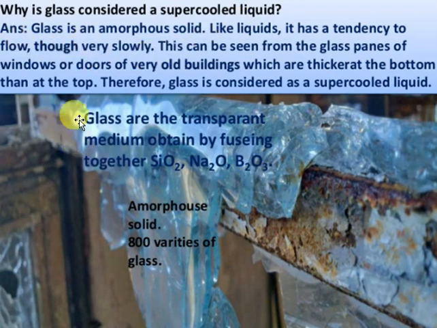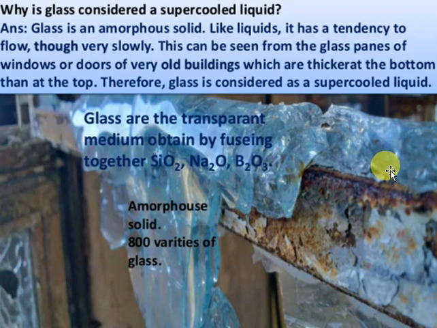Answer: consider this is a wall. I place one glass for many years. What happens at the bottom? You can see the glass becomes somewhat thicker, not thinner. Why? Because glass is an amorphous solid like a liquid. It has a tendency to flow. Even though it looks like a solid, it starts to flow over a long time, very slowly. This can be seen in the glass panes of windows or doors in very old buildings. At the bottom, the glass is very thick and heavy. This happens because of its flowing nature.